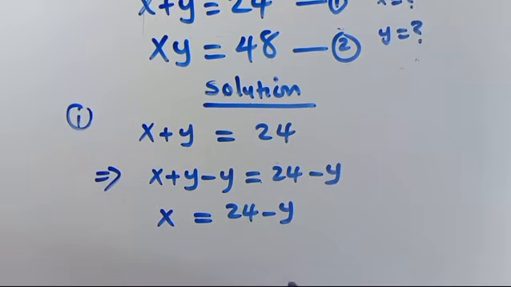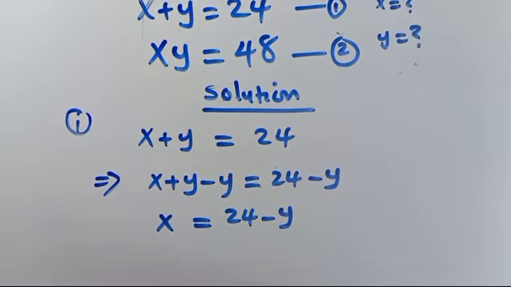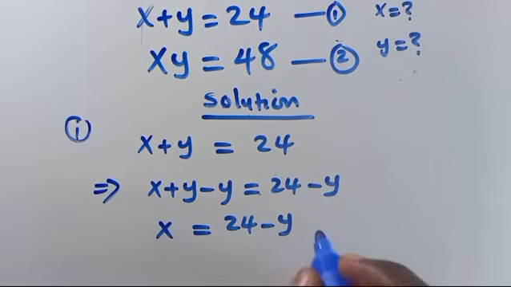It's very simple. We want to make x the subject of formula, so there's need for us to eliminate y. That is why we subtract y. Since it's plus already, we subtract y from this side in order to eliminate y. So we can now name this as equation 3.